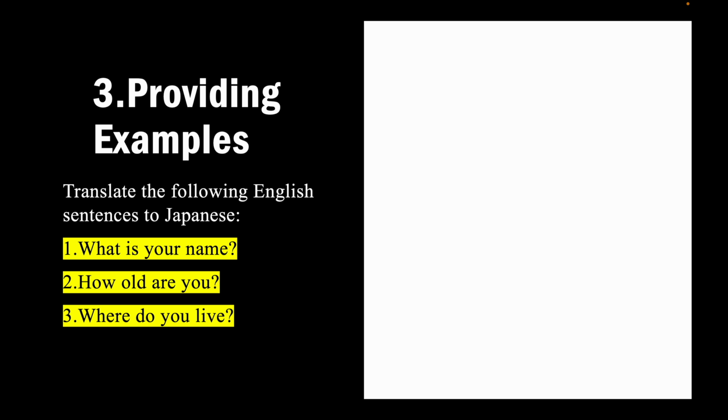Next, we can also perform advanced prompting by providing certain examples and guiding ChatGPT to get the desired response. For example, we can write: translate the following sentences to Japanese: what is your name, how old are you, where do you live. Let's go and write this in ChatGPT.